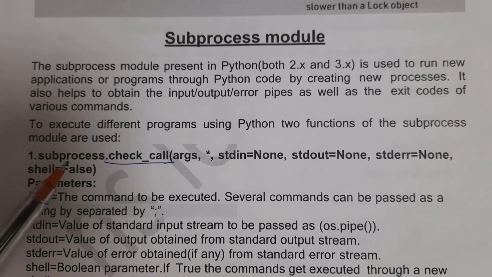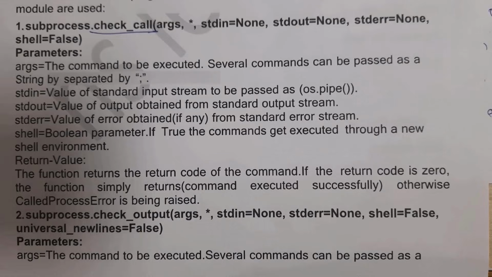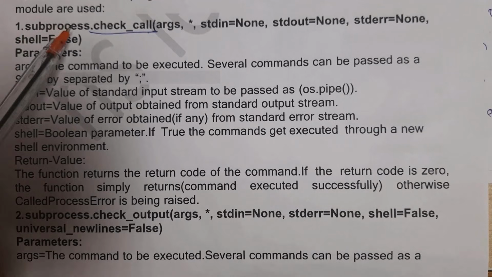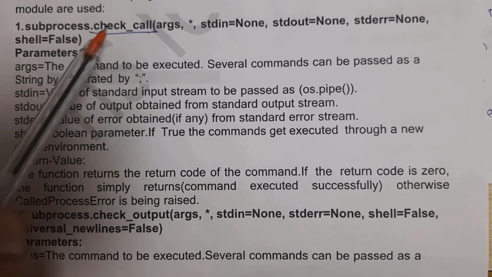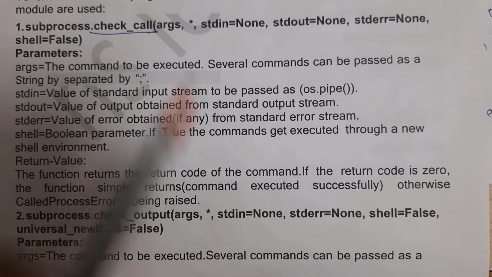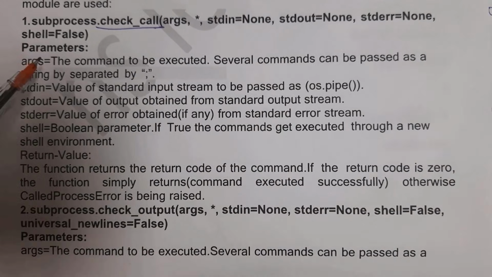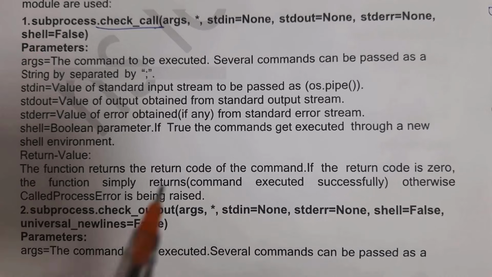In order to execute different programs using Python, the subprocess module supports two functions. One function is the check_call function and the next function is the check_output function. This is the syntax. At first you need to write the module name, that is subprocess.check_call, where check_call is the function. Now inside this function you can pass arguments, standard input, output and standard error. And at last you need to write shell equal to true or false.